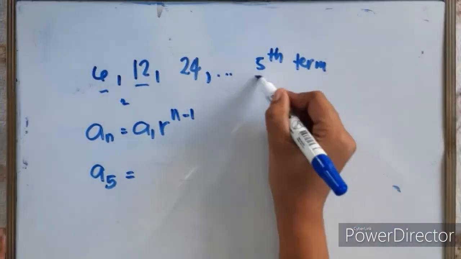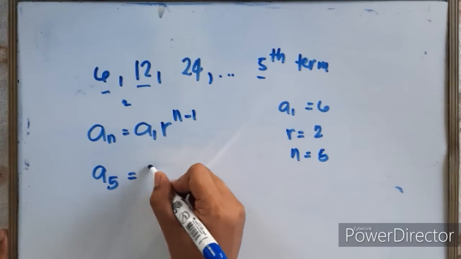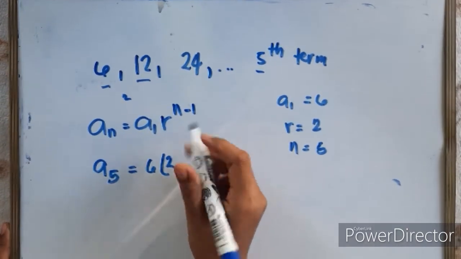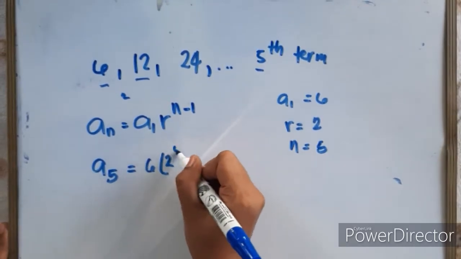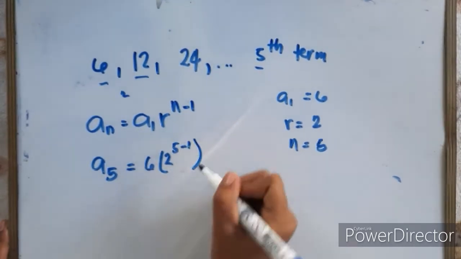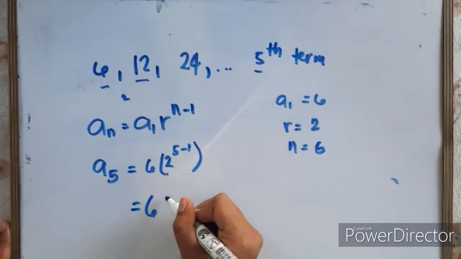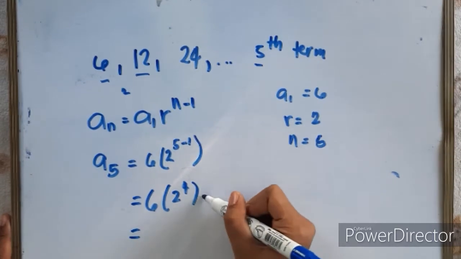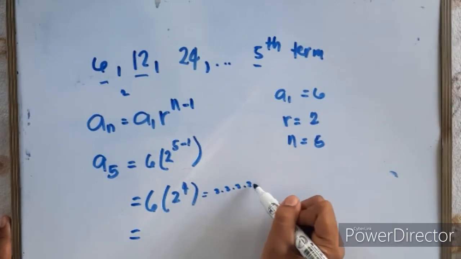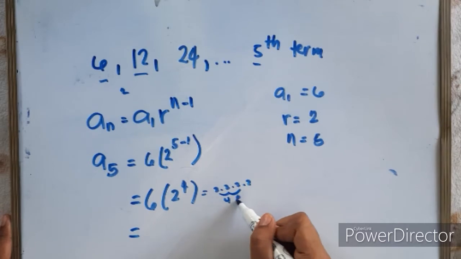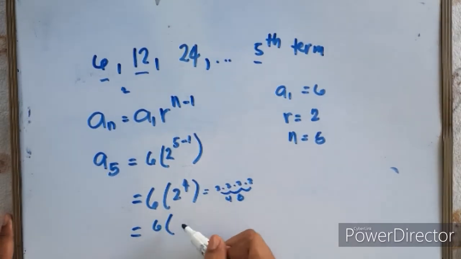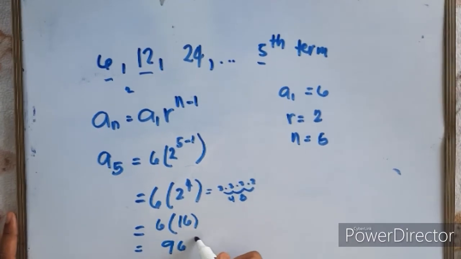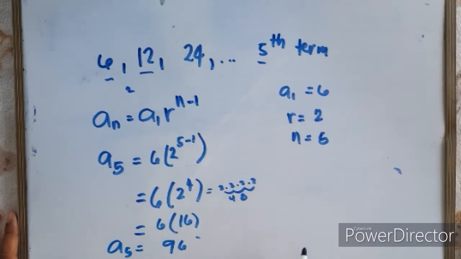Okay, a sub 1, supply 6. Then the ratio, which is 2 to the power of 5 minus 1. Okay, we have 6 now. That is multiplied by 2 to the power of 4. 2 raised to the power of 4 is equal to 2 times 2 times 2 times 2, that is 16. 6 times 16 is 96. That will be our fifth term using our formula.